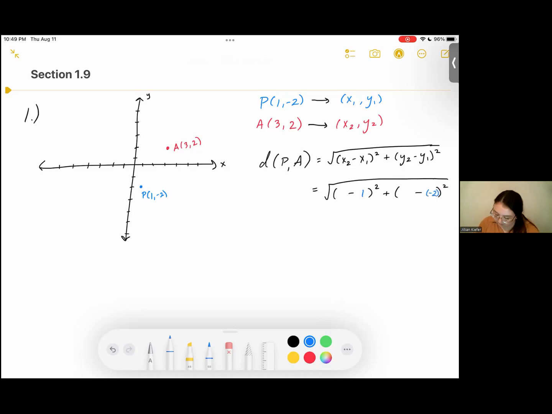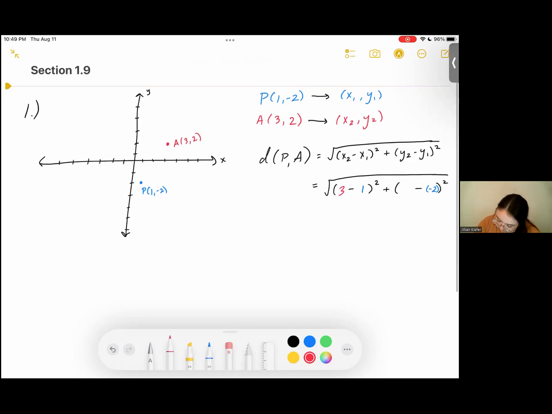So we added in those values. Now let's go ahead and add in our values from A. We said A was the second point. So x sub 2 will be the x value of A, which is 3. And y sub 2 will be the y value of A, which is 2.